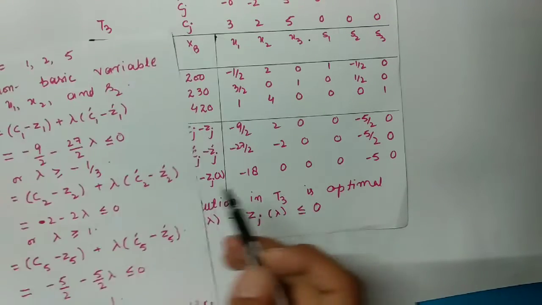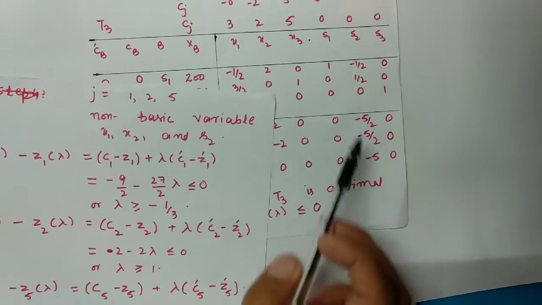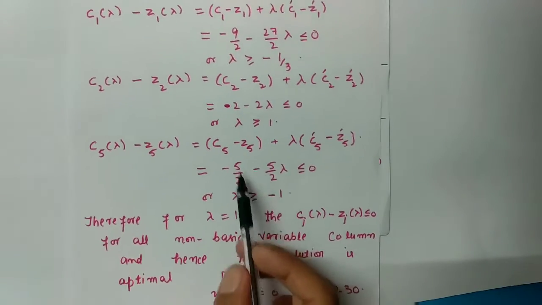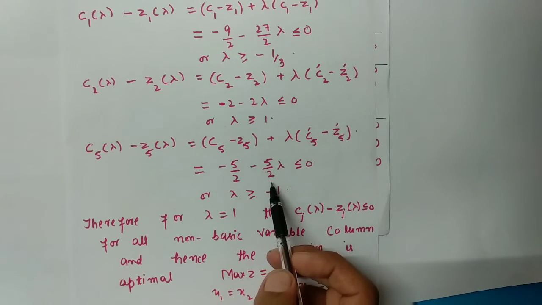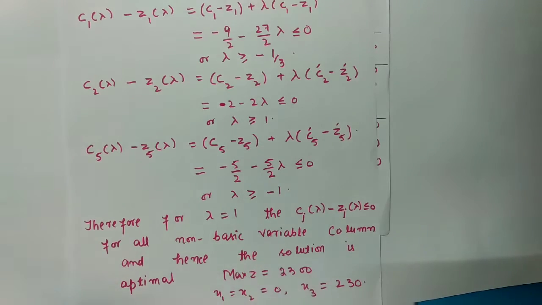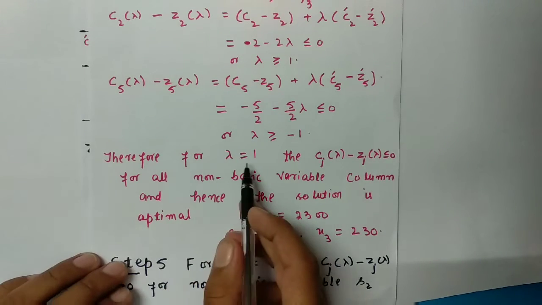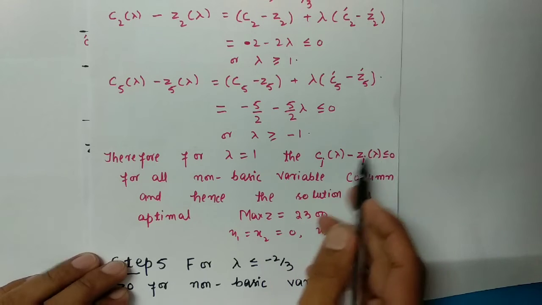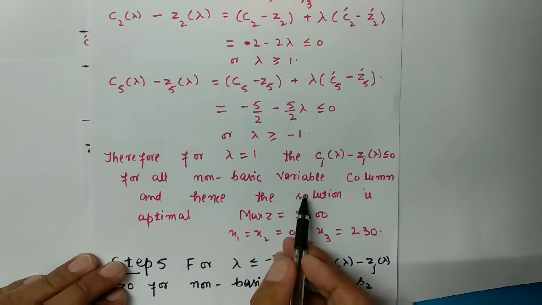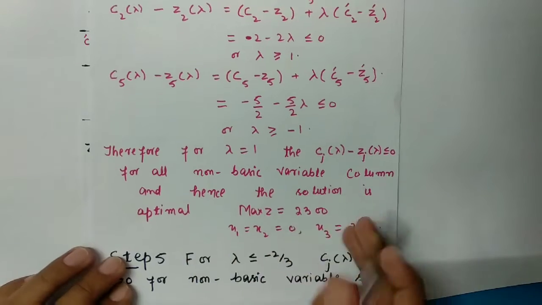Okay, in the same way for s2, which corresponds to the fifth column, the values are minus 5 by 2 and minus 5 by 2, which is less than or equal to 0, lambda greater than or equal to minus 1. Okay, therefore for lambda equal to 1, Cj minus Zj is less than or equal to 0 for all non-basic variables. Okay friends, and hence the solution is optimal.